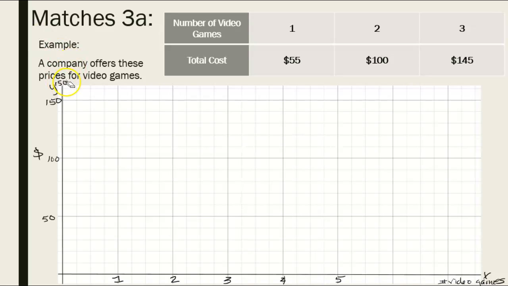All right. Now, next thing we need to do is plot our points. So for 1 video game, it was going to be $55. So right about here. For 2 video games, it is going to be $100 on the nose, so right here. And for 3 video games, it's going to be $145. So this is 140, this is 150, 145 is going to be right in between those two, okay?